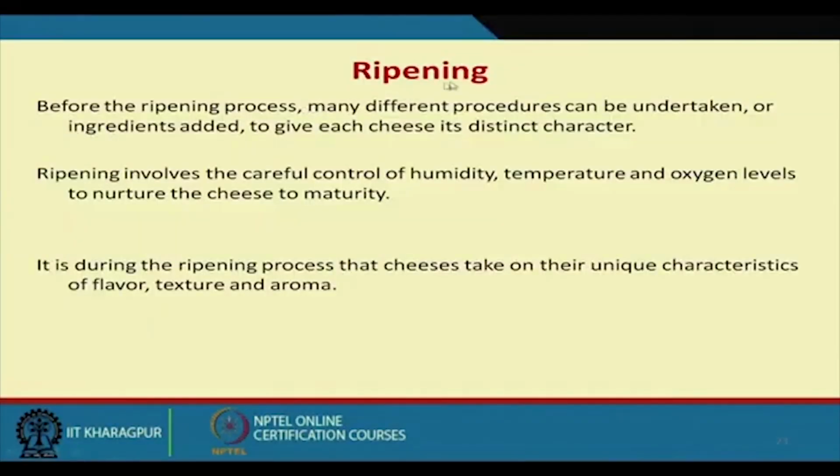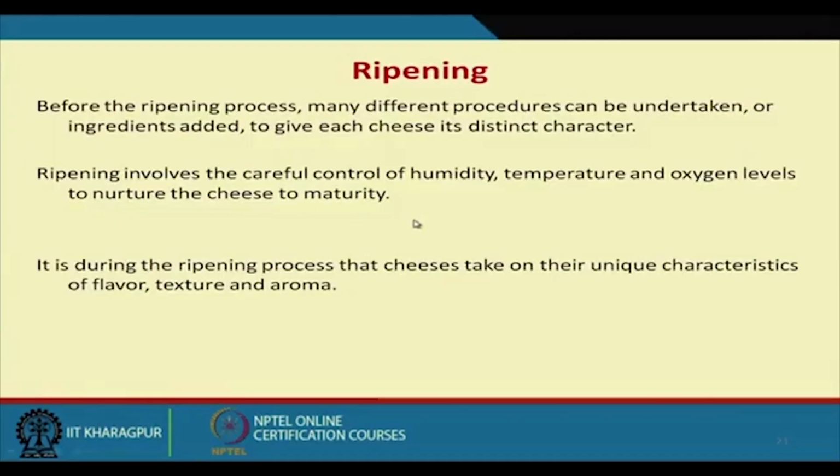Similarly, the cheese passes through the ripening process. Before the ripening process, many different procedures are carried out, as I have mentioned already. Ingredients are added to give the cheese its distinct character. We can add spices, herbs, wine, or brine, whatever you like, as per your requirement. And then ripening involves careful control of humidity, temperature, and oxygen level to nurture the cheese to maturity.